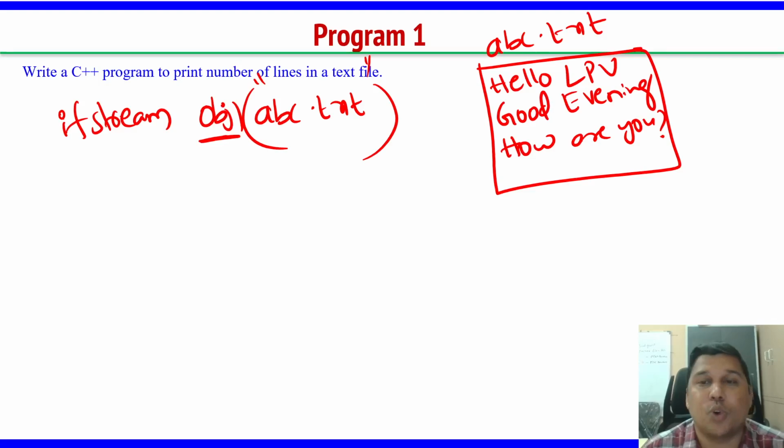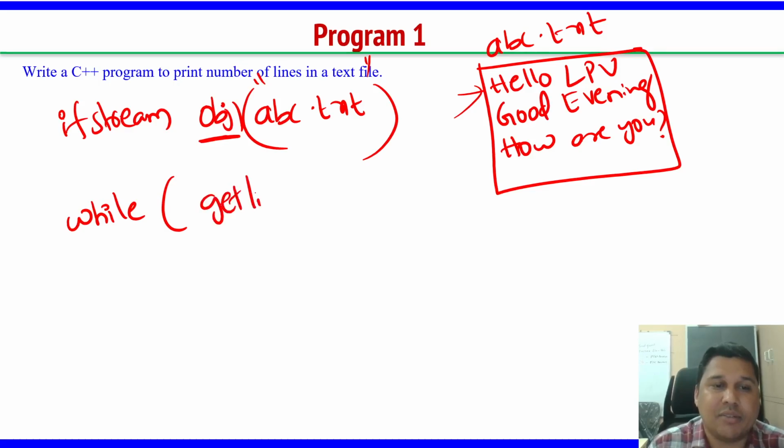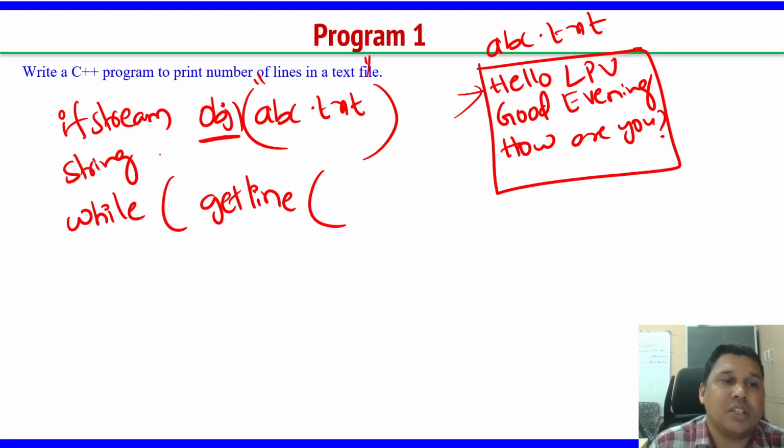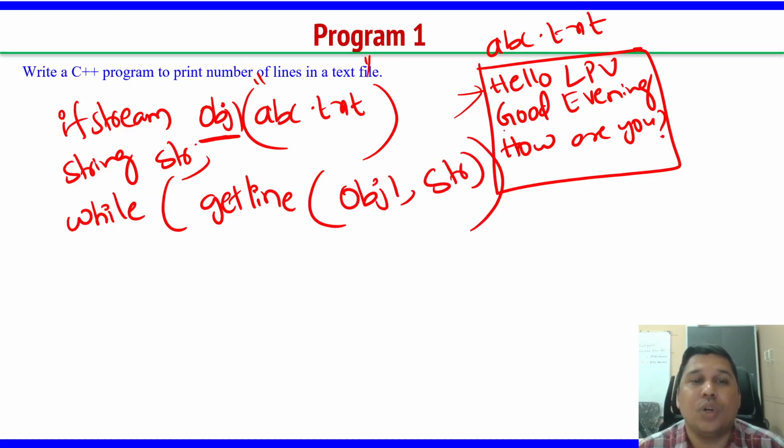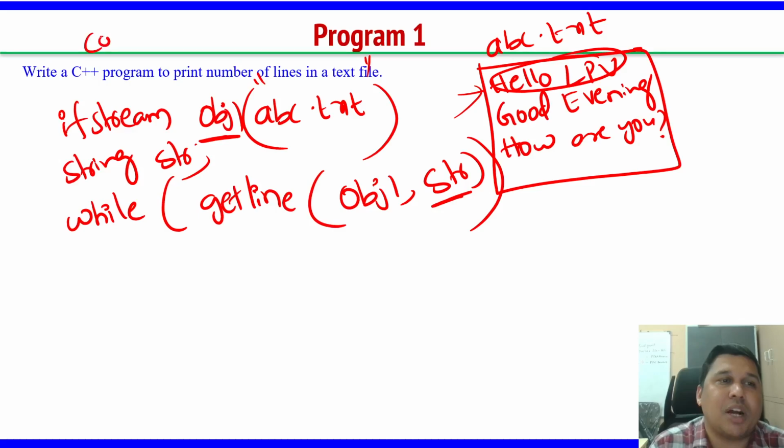Now, using this object obj1, you have to take each line from it. How do you take it? You can use a while loop, while getline, and you can declare a string here, maybe str. So getline(obj1, str). It will take the first line and put it in str. Take another variable count, let it be equal to 0, and write count++ here.